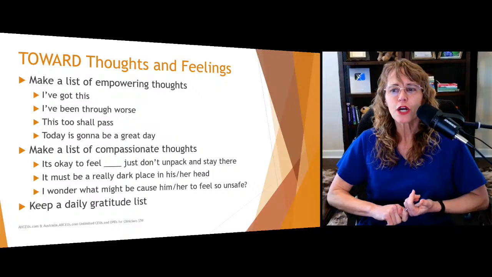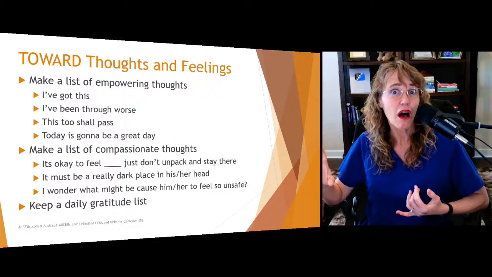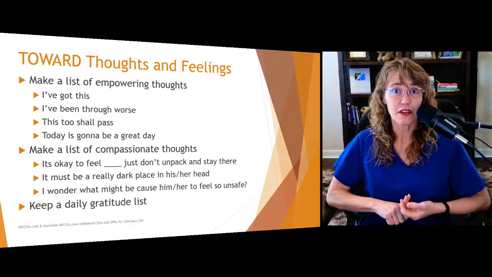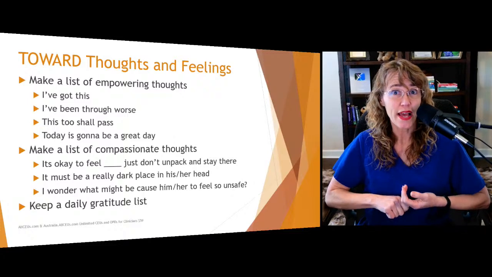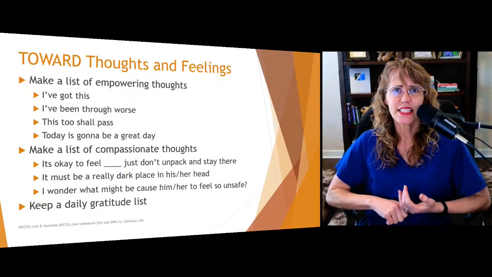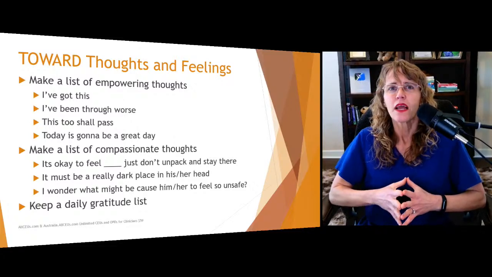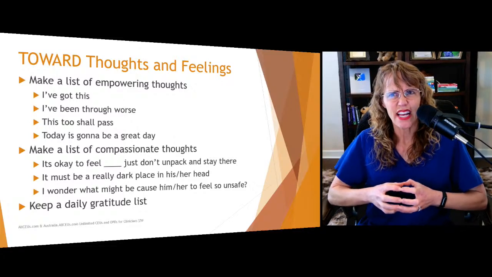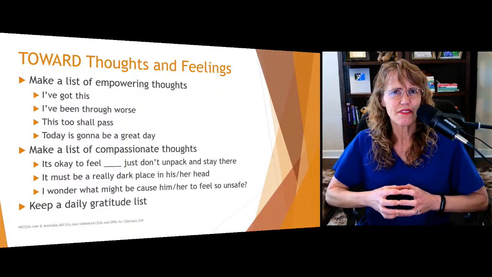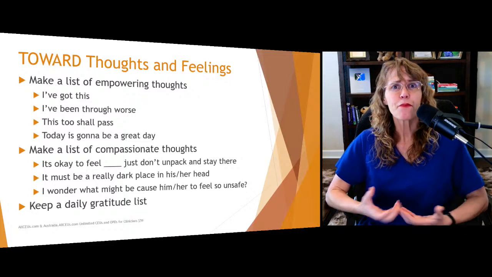It must be a really dark place in his or her head. If somebody's mean to you, nasty, toxic, those toxic behaviors generally come from a place of fear. They feel unsafe in some way. They feel unlovable in some way. And they lash out. That is their aggressive reaction in general, not always. But think about how scary and how dark it must be and how awfully negative and loud their inner critic must be for them to act that way. Try to have compassion for them.